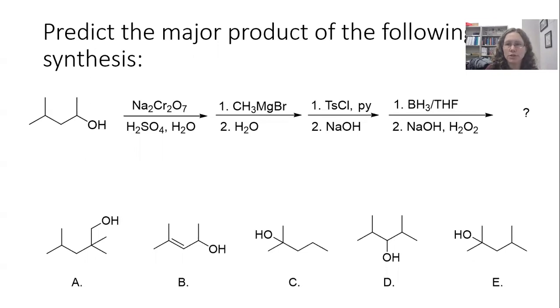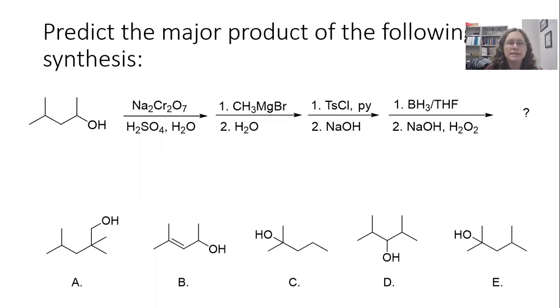So let's take stock of what we're starting with. We have a secondary alcohol. Think about all the different types of things that alcohols can do. They can be oxidized. For example, they can participate in substitution reactions, elimination reactions. The reagents are going to be really key in thinking about what happens next. So right off the bat, I look at this first reaction. We have sodium dichromate, acid, and water. That's definitely going to be oxidation.